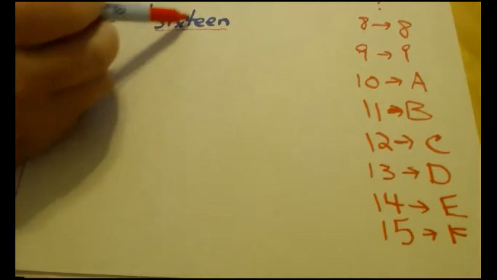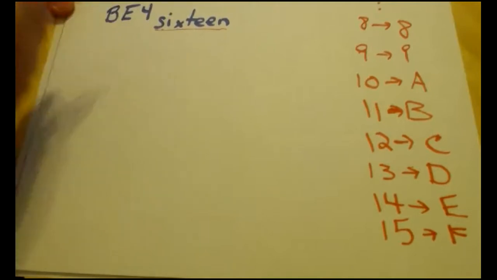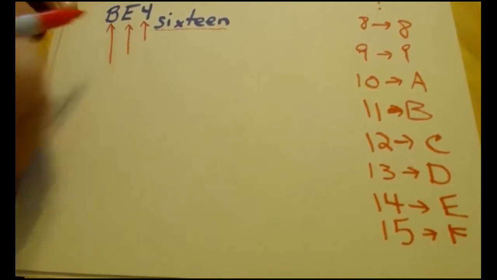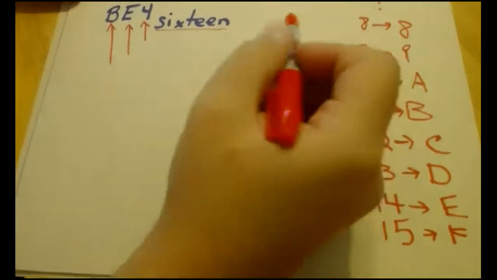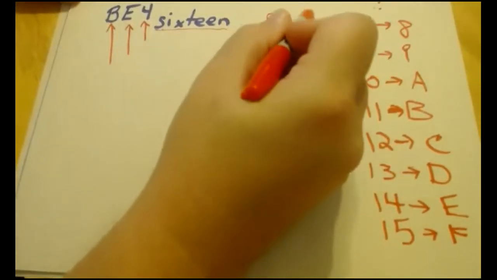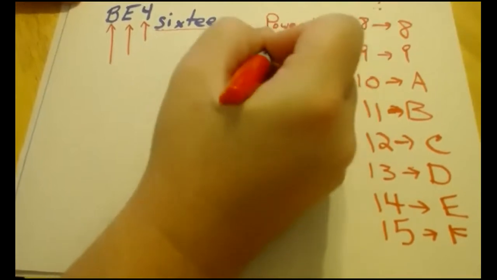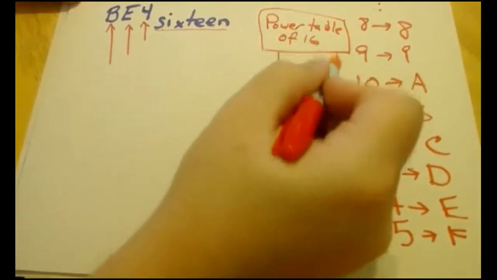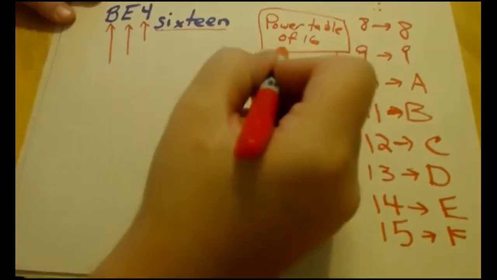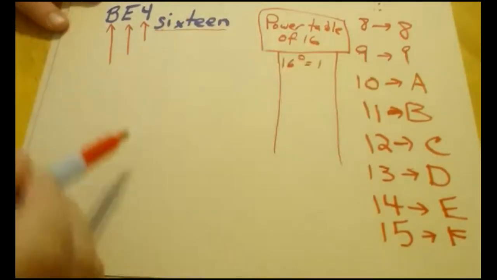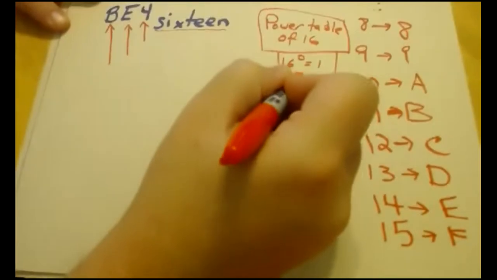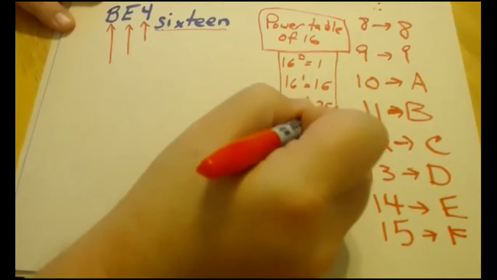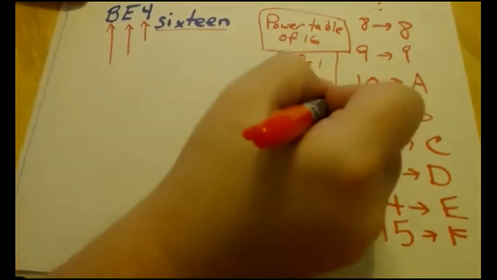Now, if you're trying to convert this base 16 number into a decimal number, we have to take each of these and use the powers of 16. So let's consider the powers of 16 table now. What is the power table of 16? Well, of course, 16 to the 0 is 1. 16 to the first is 16. 16 squared is 256, right? We're going to use that as a reference right now.